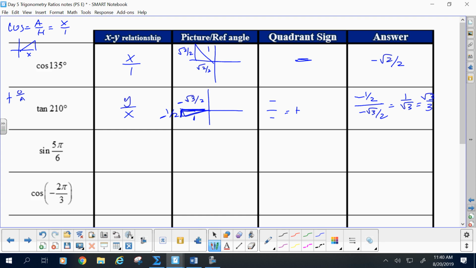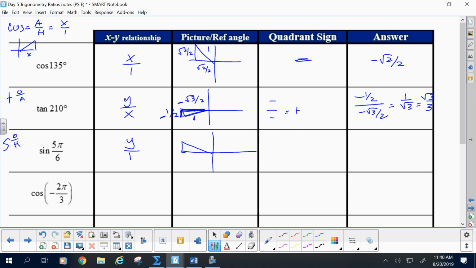Sine of 5 pi over 6. Sine is opposite over hypotenuse, and the opposite is y. The hypotenuse in the unit circle is always 1. 5 pi over 6, what kind of reference angle? 30 degrees, 45 degrees, 60 degrees? 30 degrees. In what quadrant? Right there. It's like 150, so it's in the second quadrant, yeah?